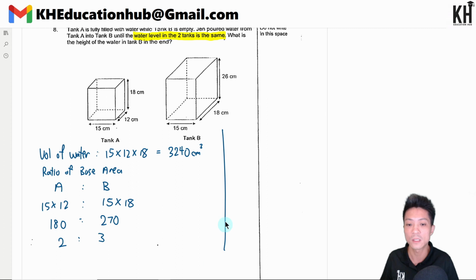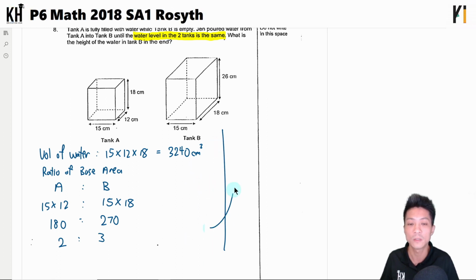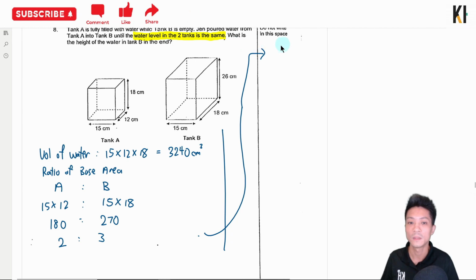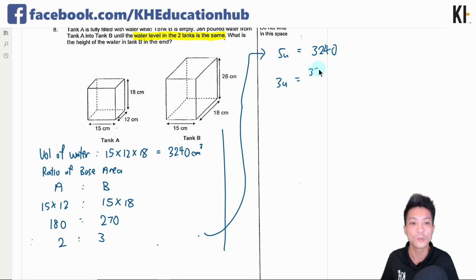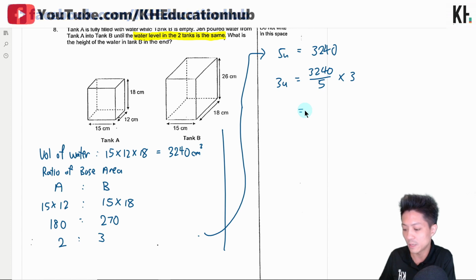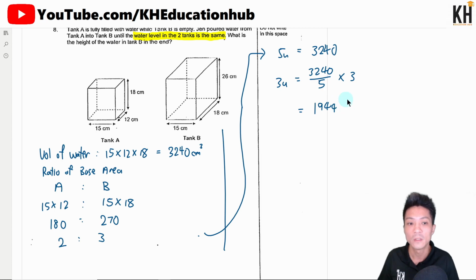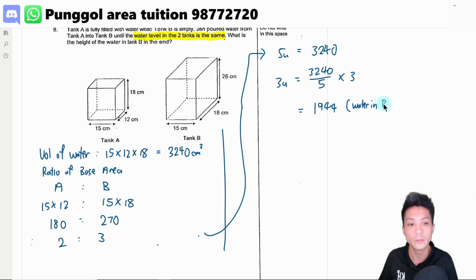So the total of 5 units is equal to 3,240. I want to find 3 units, which is 3,240 over 5 times 3. So 3,240 divided by 5 times 3 will be 1,944. This is the volume of water in B.